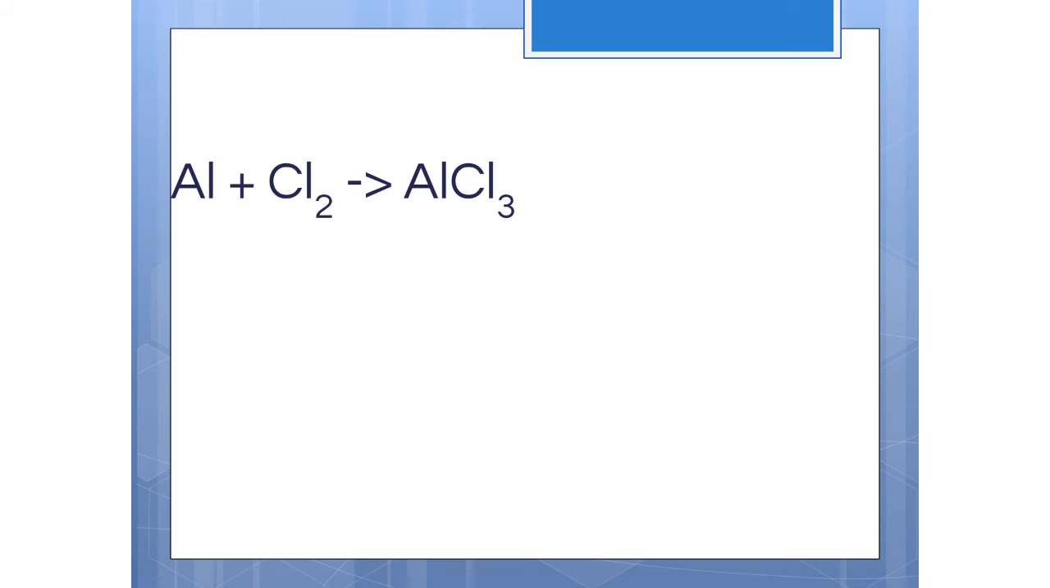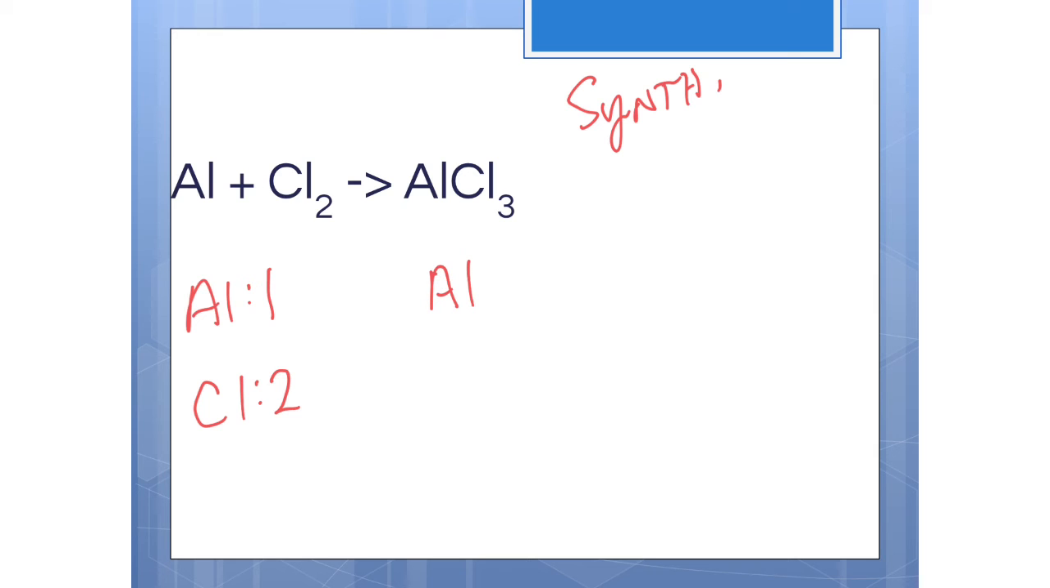All right, next example. This is another synthesis reaction between aluminum and chlorine, or chlorine gas, to produce aluminum chloride. All right, so let's break it down. We have aluminum, there's only 1. We have chlorine, there's 2. And then it produces aluminum, only 1, and chlorine, there's 3. All right, so this one seems a little more complicated.